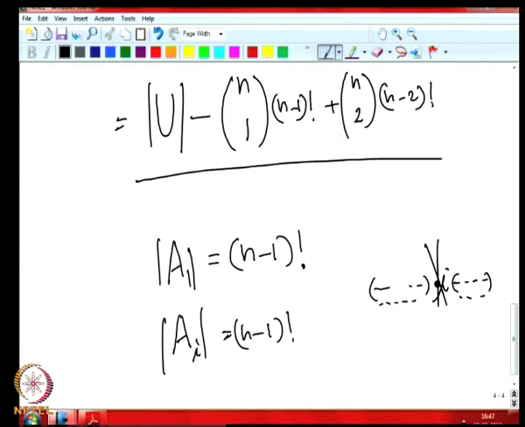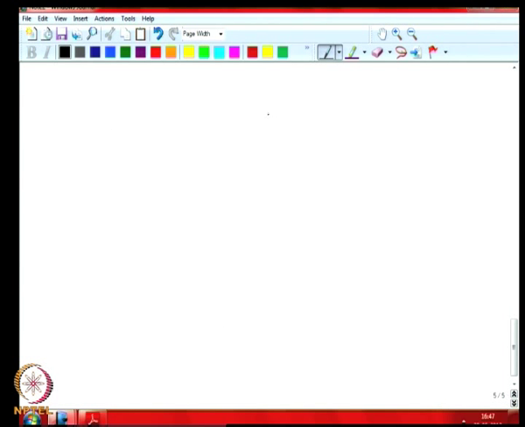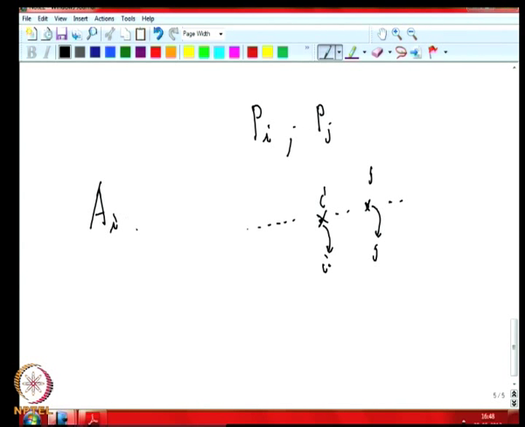Why is it so? Because once you want to fix any 2, how do I say that properties Pi and Pj are together satisfied? How many permutations satisfy that? That means in the ith position we have i, and in the jth position we have j. For the 2 positions we have only one choice each. So in the ith position I have to put i, in the jth position I have to put j. In the remaining n minus 2 positions I can take any permutation of the remaining n minus 2 numbers. So properties Pi and Pj are together satisfied. That means the cardinality of Ai intersection Aj is going to be n minus 2 factorial.